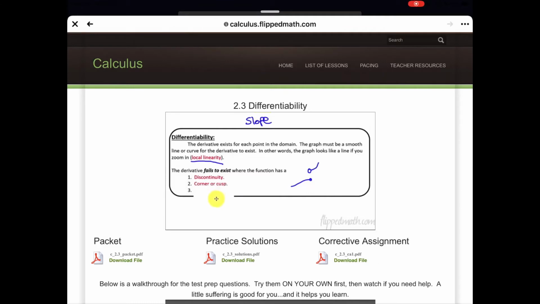If there is a corner, or another word for that is cusp. So the corner, cusp, we're going to refer to those as the same thing. So what that means is the graph would look something like this.